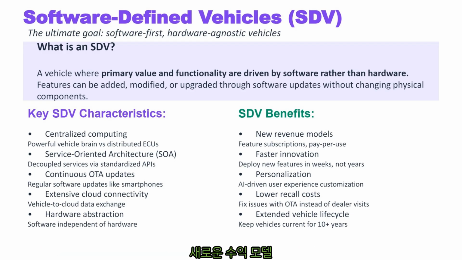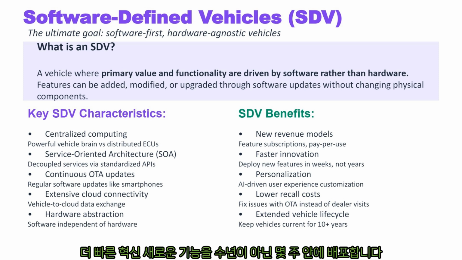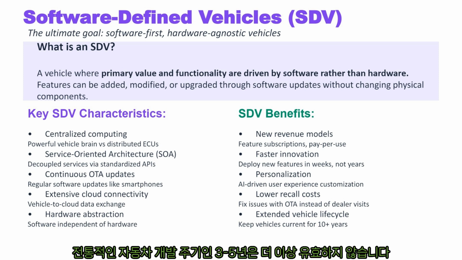New revenue models. Sell features as subscriptions. Pay-per-use models. This transforms the business model from one-time sales to recurring revenue. Faster innovation. Deploy new features in weeks instead of years. The traditional automotive development cycle of 3 to 5 years becomes obsolete.